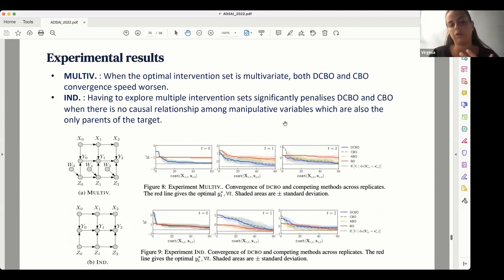Obviously, if you have no causal relationship across the inputs, then the convergence speed is worsened, and in that case, CBO and BO are performing better. And when you have multivariate interventions that are optimal, then the convergence speed is also worsened.